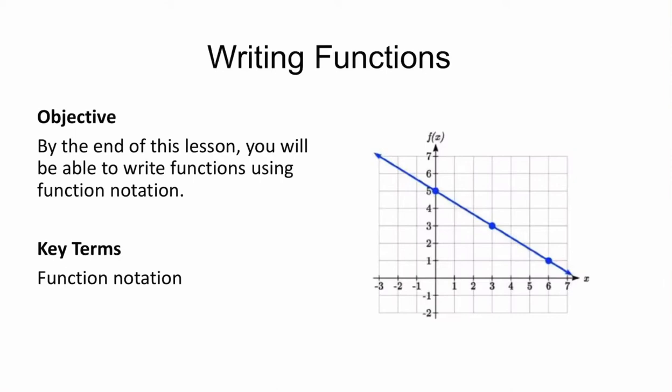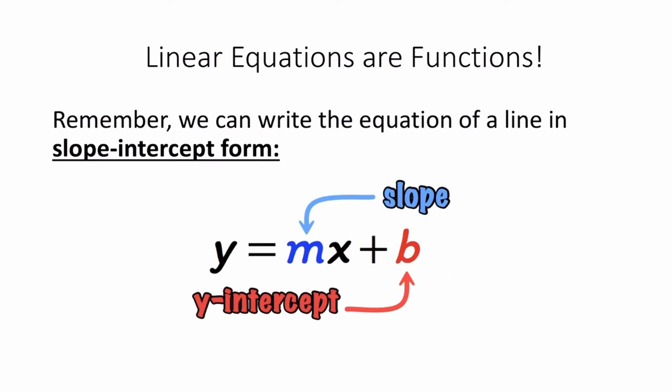In this video, we're going to talk about how to write functions using function notation. Linear equations are functions, and remember that we can write the equation of a line in slope-intercept form. Slope-intercept form is y = mx + b, where m, the coefficient of x, is the slope, and b, the constant term, is the y-intercept. So let's look at this a little more closely.